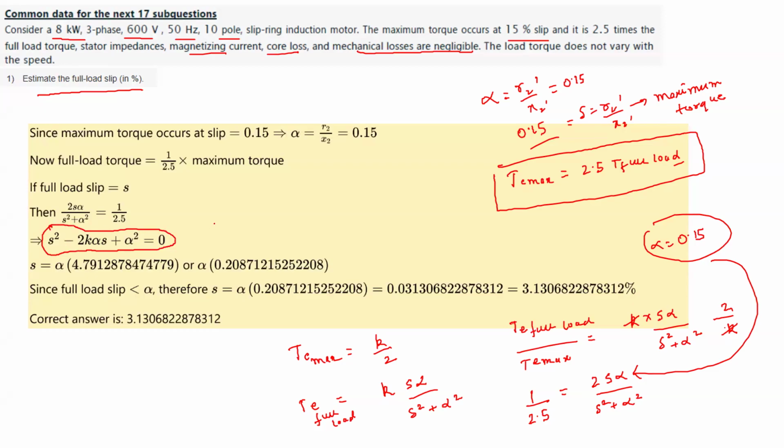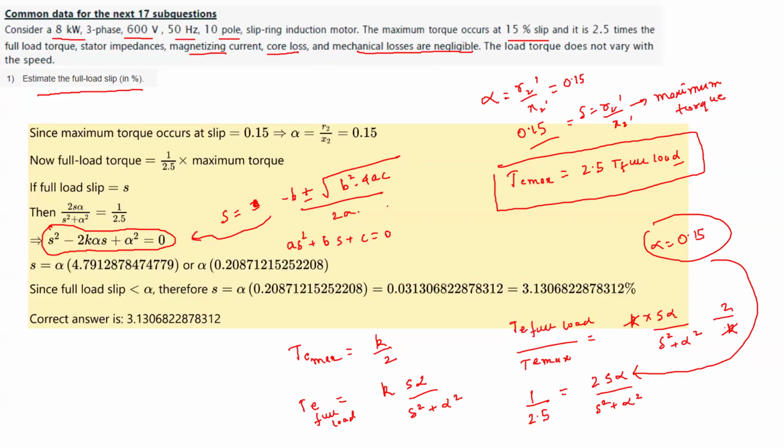How will you solve it in the exam? When the expression is written as a s square plus b s plus c equal to 0, the solution is s equals minus b plus or minus root of b square minus 4ac, by 2a. Here you can substitute the values in place of a, b, and c. This is the solution of this quadratic equation.